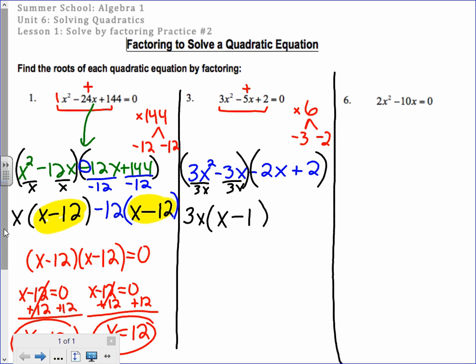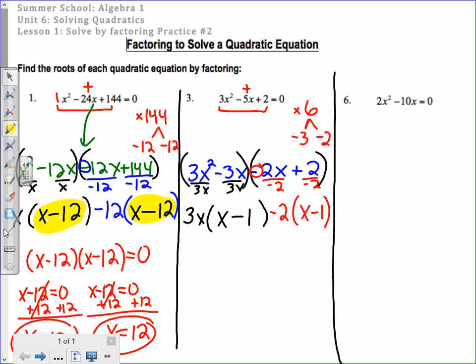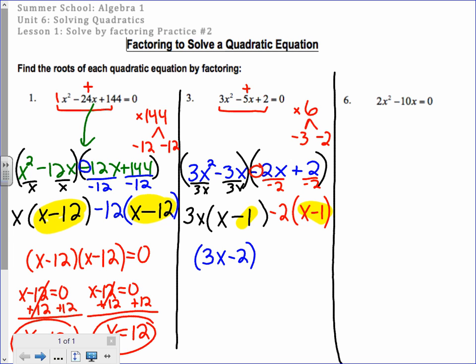Because this second set of parentheses has a negative as the first term, my GCF is negative, and the GCF appears to be negative 2. So I'm going to divide out a negative 2, and I'm going to be left with x minus 1. Just like the last problem, we know we did things right because I have x minus 1 in both sets of parentheses. That allows me to write my final factored form as 3x minus 2 times x minus 1.